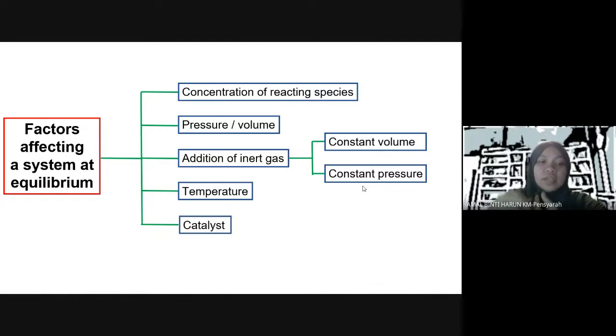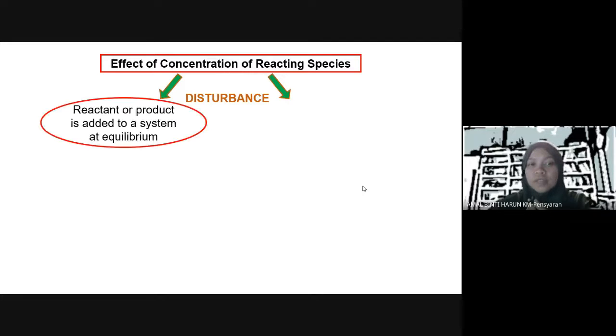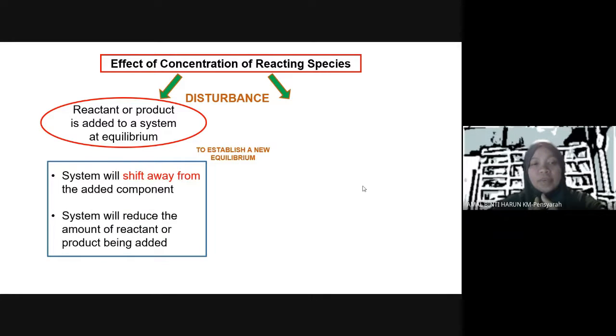The next factors are temperature and catalyst. So we are going to look at these factors, how they will disturb or affect the system at equilibrium. The first one, if a reactant or product is added to the system at equilibrium, the system will shift away from the added component. The system will reduce the amount of the reactant or product being added.